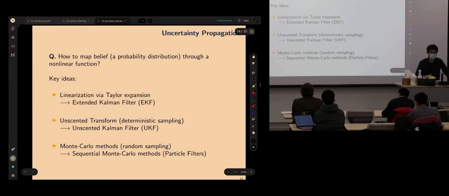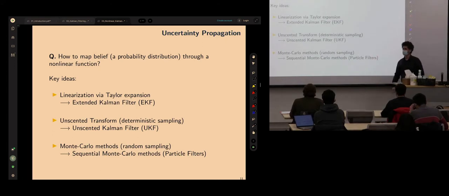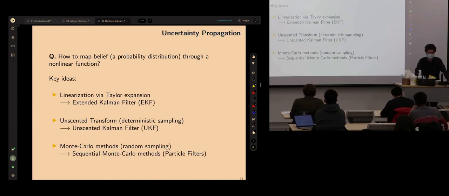So these three ideas for solving this challenge lead to different methods. When you use linearization, that goes under the name of the extended Kalman filter. So we come up with an idea to solve this problem, and then we go back and basically fix the original Kalman filter to get a new algorithm, right?